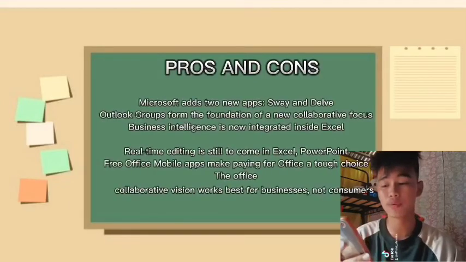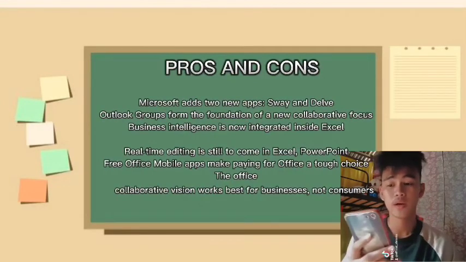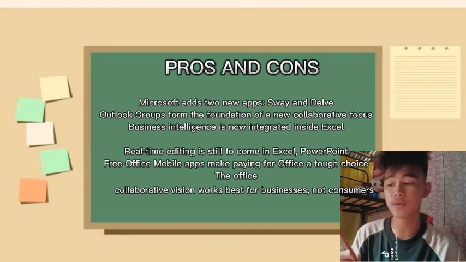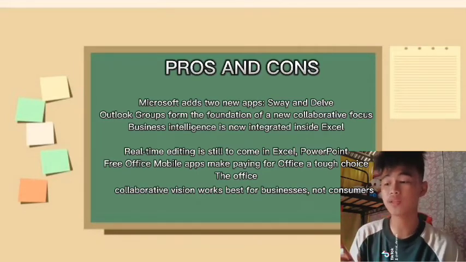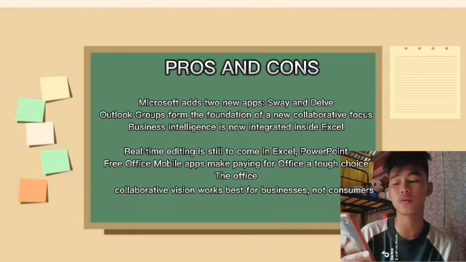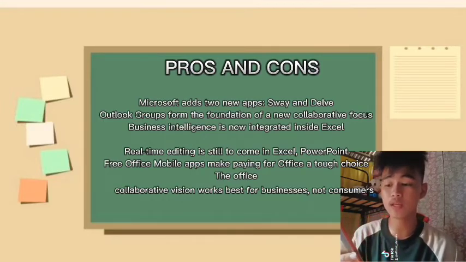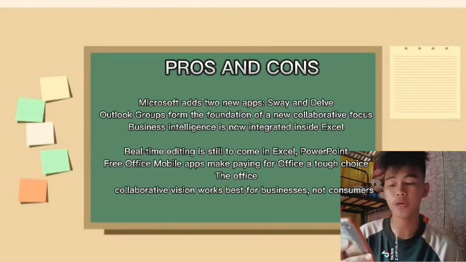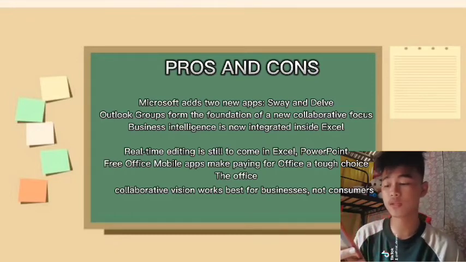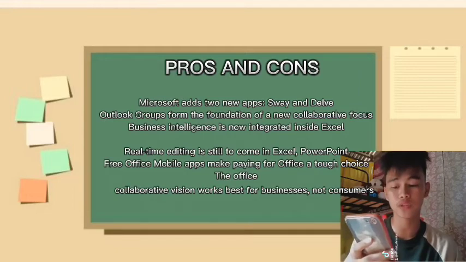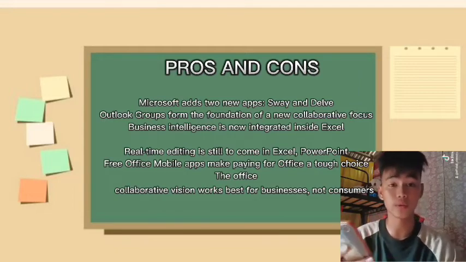Here are their pros and cons. Pros. Microsoft adds two new apps, Sway and Delve. Outlook Groups form the foundation of a new collaboration-focused business, and intelligence is now integrated inside Excel. Cons. Real-time editing is still coming to Excel, PowerPoint, and the free Office mobile apps. This makes paying for Office a tough choice. The Office collaborative vision works best for business, not consumers.